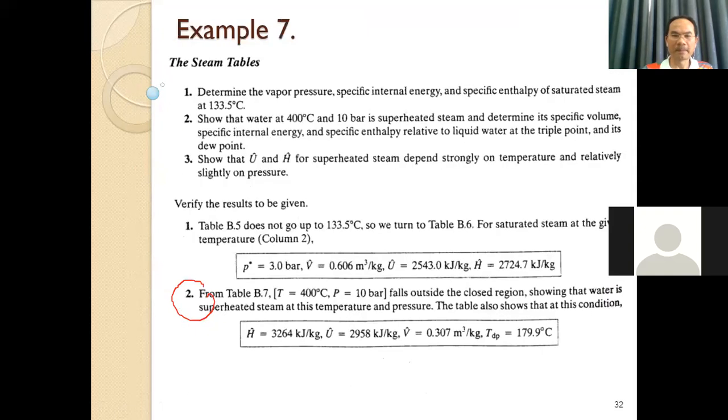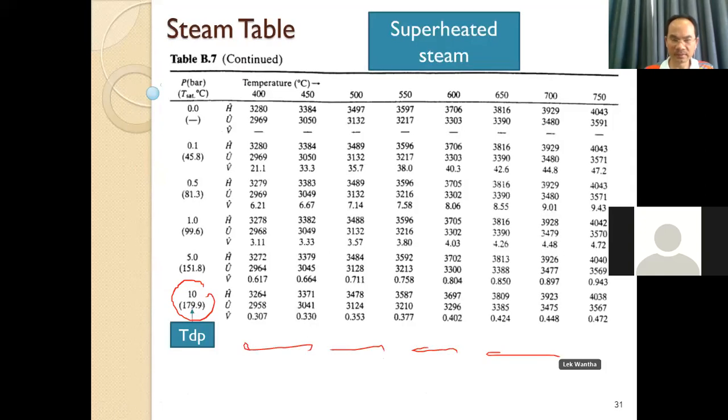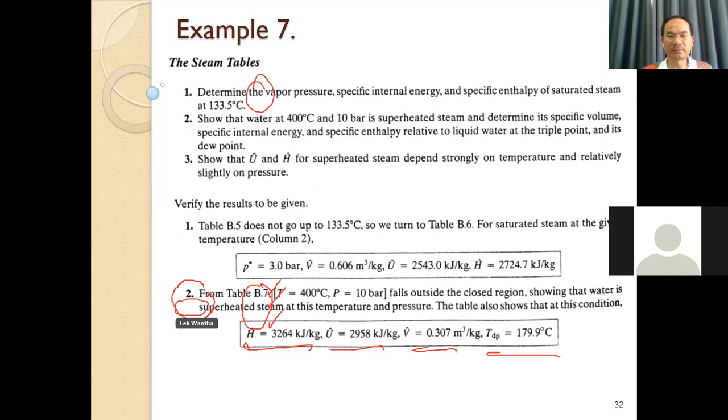Okay. And this is the enthalpy, internal energy, and volume at that temperature. You can look at this table. All right, for this 400, this is the enthalpy, internal energy, and volume. And temperature, this is the saturation temperature. Like this. Okay, this is the answer.